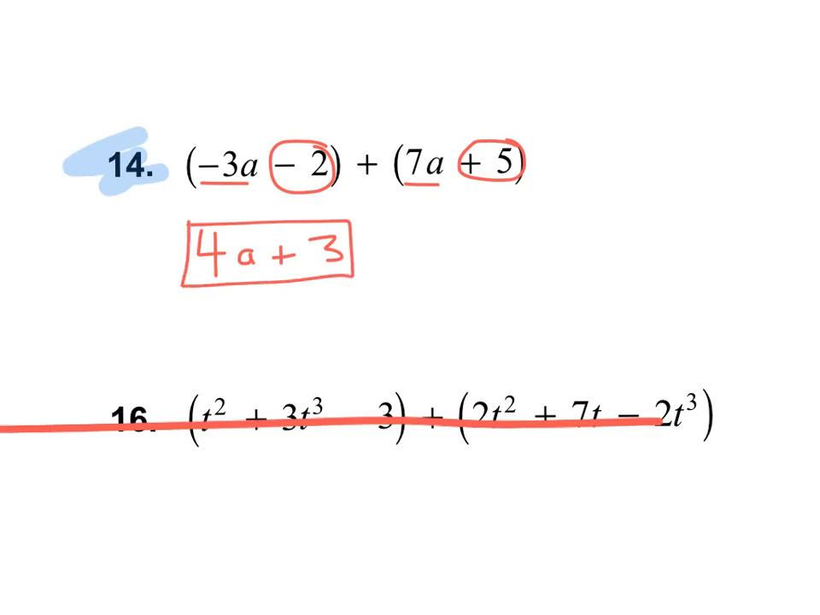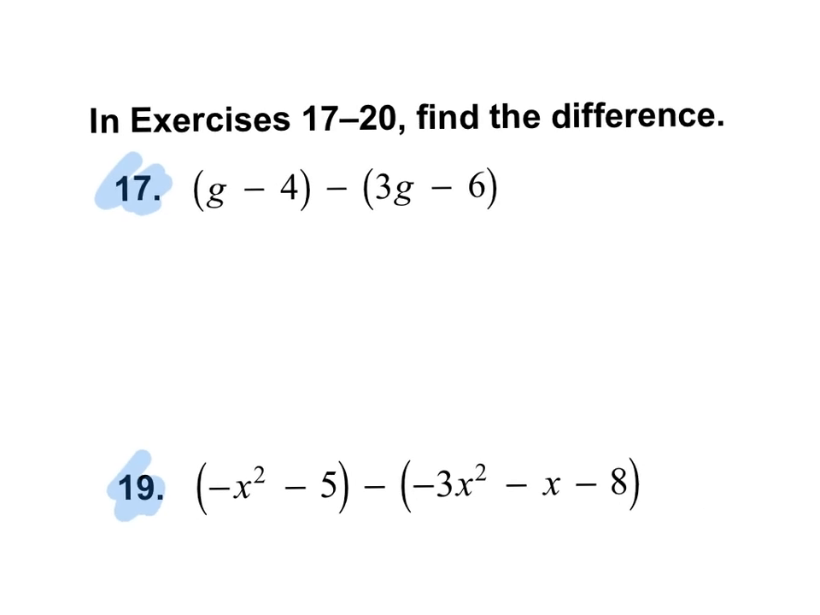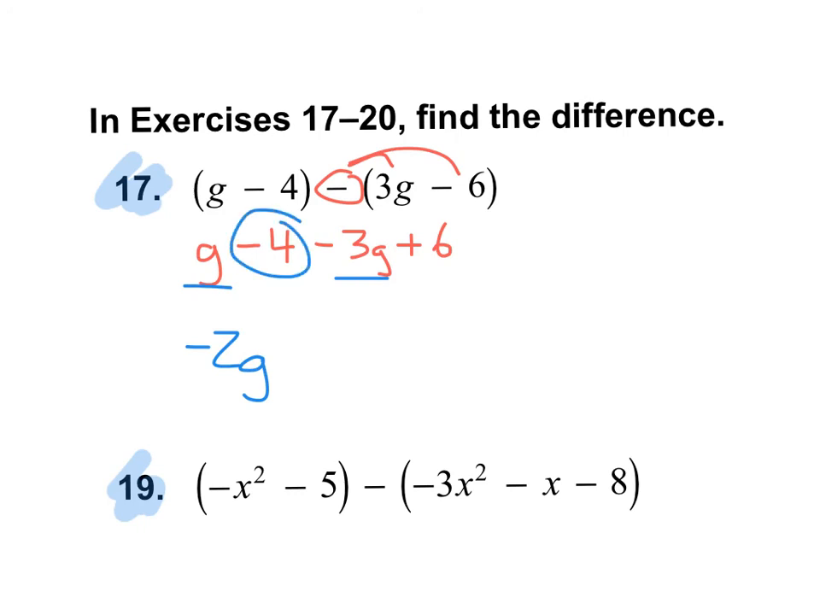So that's adding. Let's go ahead and go down to subtraction now with number 17. So I need to distribute my negative into the second set of parentheses. So g minus 4 is going to just come down. A negative times 3g is minus 3g, and a negative times a negative 6 turns to a positive 6. Now I'm ready to combine like terms, so I combine g minus 3g to make negative 2g, and I combine negative 4 and positive 6 to make plus 2.